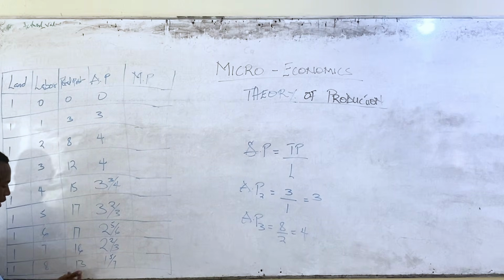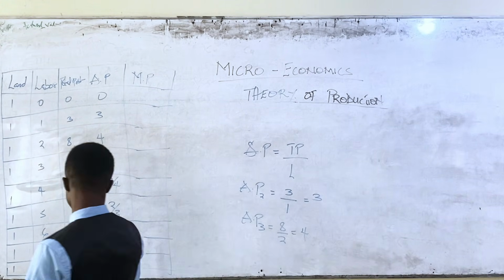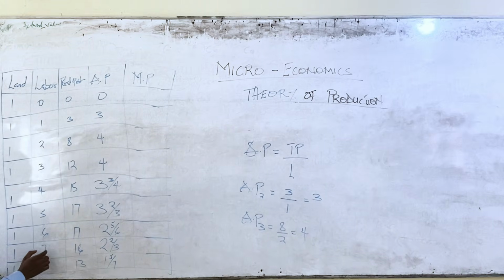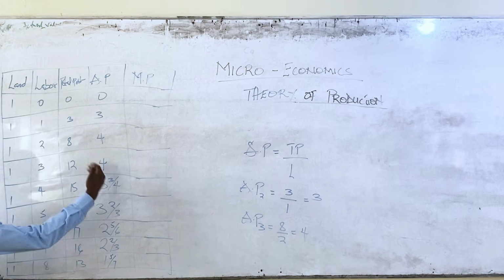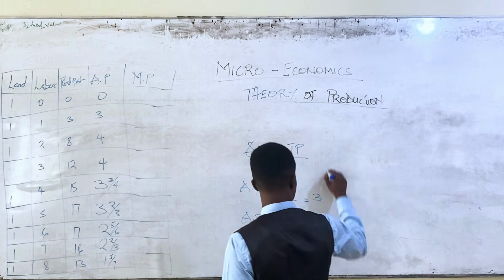The calculation is just 13 divided by 8, whatever you get is the answer. 16 divided by 7 is here, 17 divided by 6. So you can just do it for the average product. That is all for the average product.